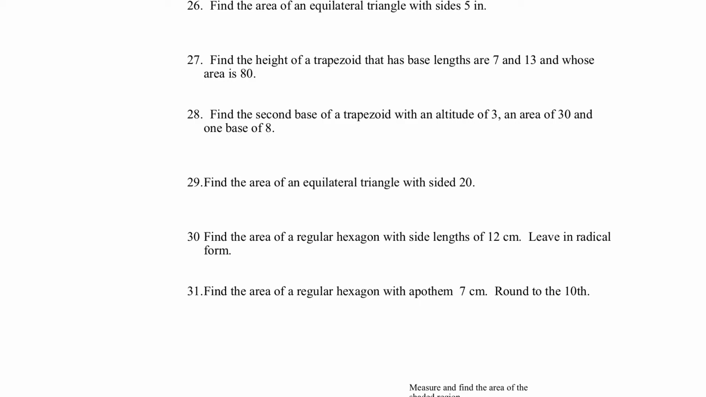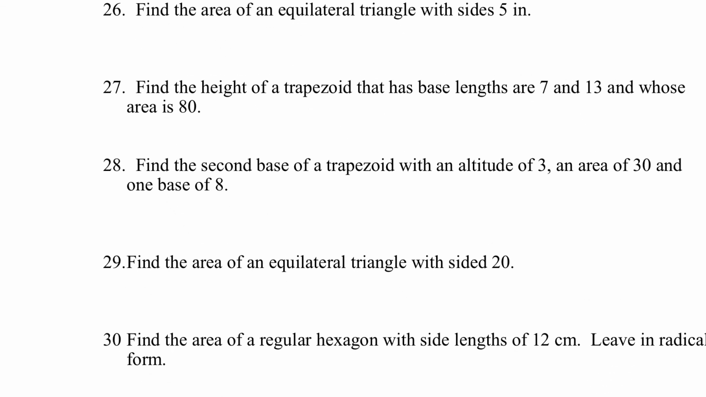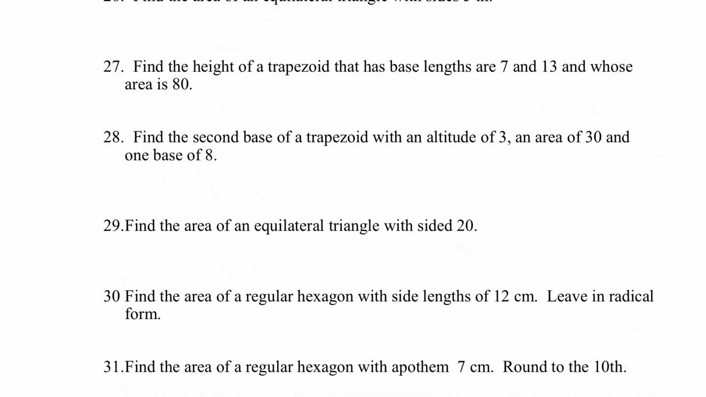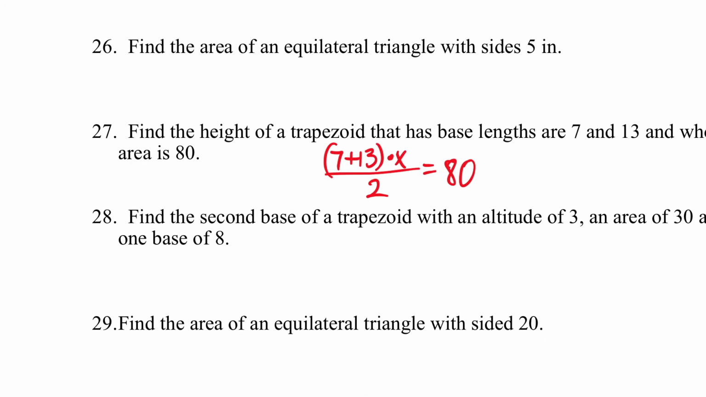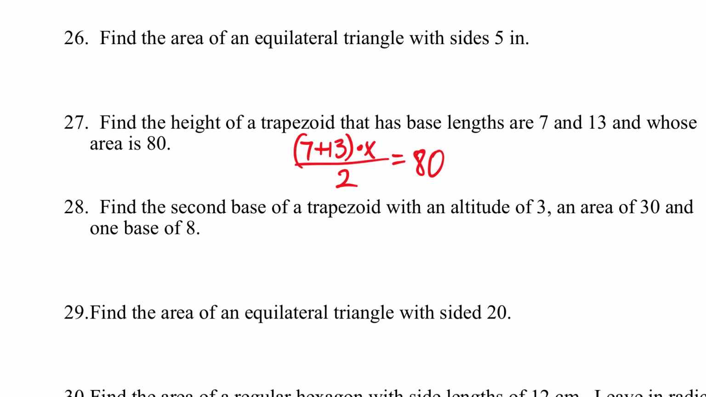Okay, on the last page. All right, number 27 says find the height of a trapezoid that has base lengths of 7 and 13, and the area is 80. So base 1 plus base 2 times the unknown height divided by 2 equals the area. And I'm going to let you work that one out, find the value of x on that one.